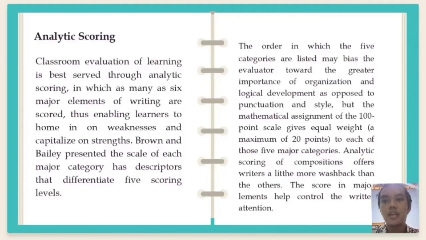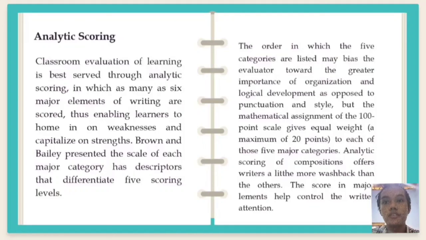The next method is analytic scoring. Classroom evaluation of learning is best served through analytic scoring, in which as many as 6 major elements of writing are scored, thus enabling learners to home in on weaknesses and capitalize on strengths. Brown and Bailey present a scale in which each major category has descriptors that differentiate 5 scoring levels.